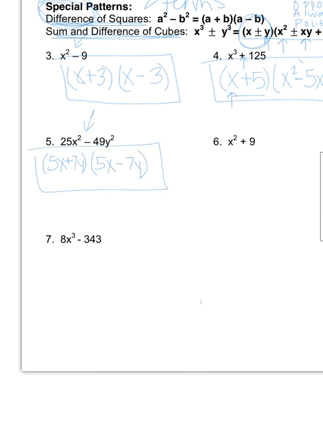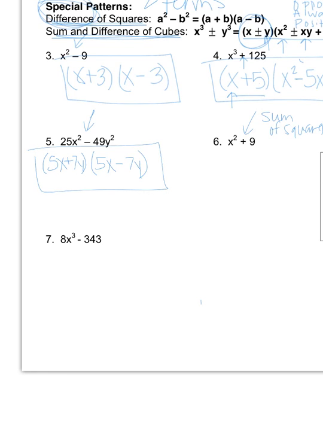Okay, so looking at 6, we have 2 terms. They don't have anything in common, so we either need to check for squares or cubes. Notice that we have 2 perfect squares. X squared is perfect, and so is 9. But notice that this is sum. So this would be sum of squares. Notice on our special patterns, it only says difference of squares.